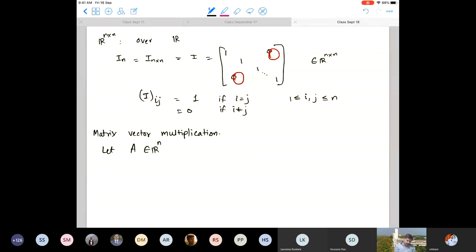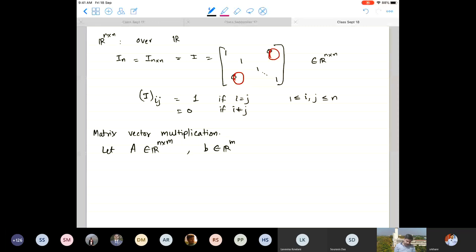Let A belong to R^(n×m) and vector B belong to R^m, that is m×1, or just m. This is what I have: A is in R^(n×m) and B is in R^m. I want to define the matrix vector multiplication.